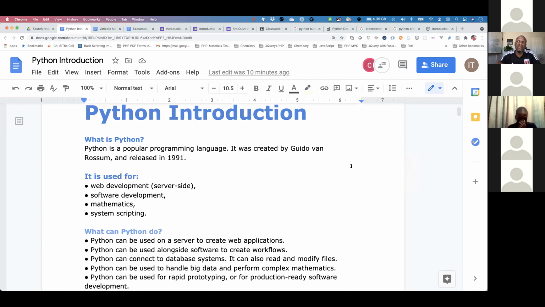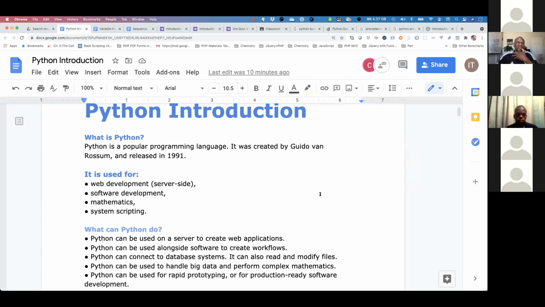Python, as opposed to what we all maybe think we know, is actually not named after the snake or the reptile. Python was named after a popular TV show in Europe at the time. That was Monty Python. Okay, so what would we use Python for?